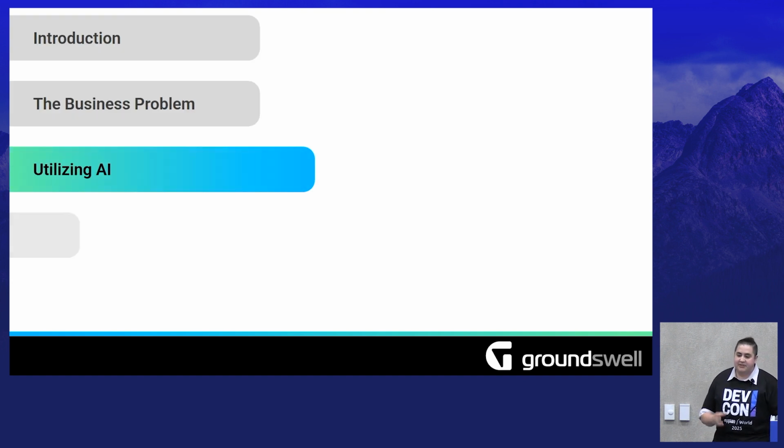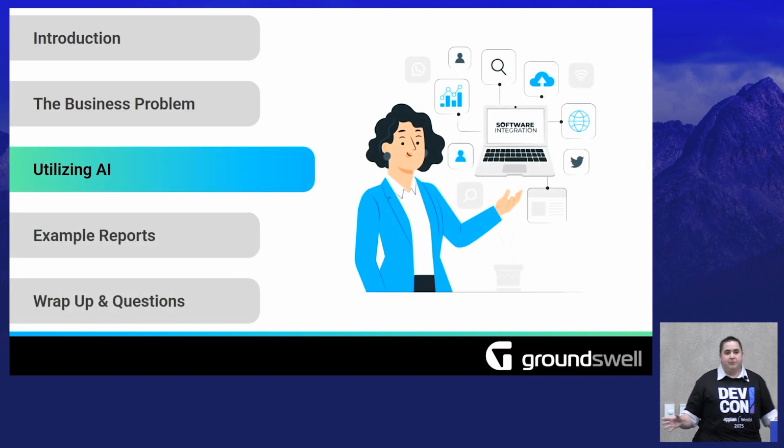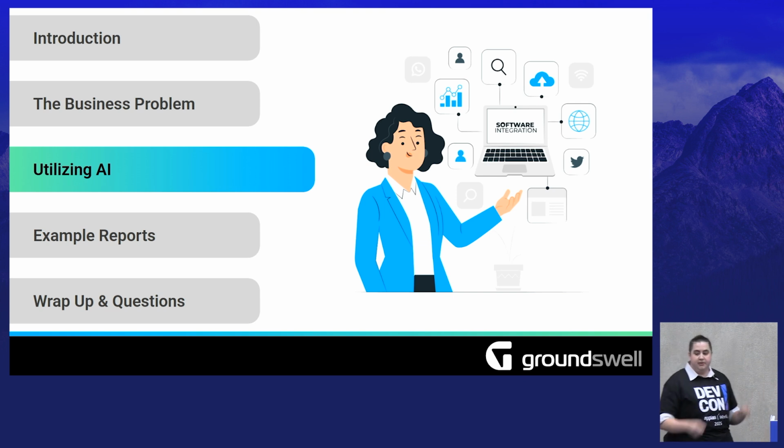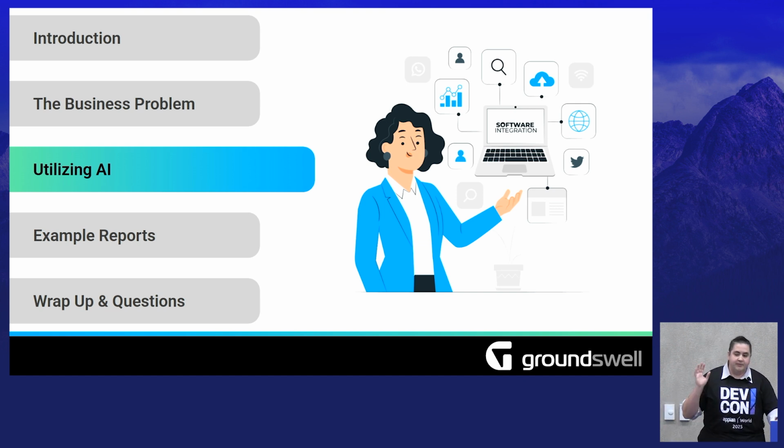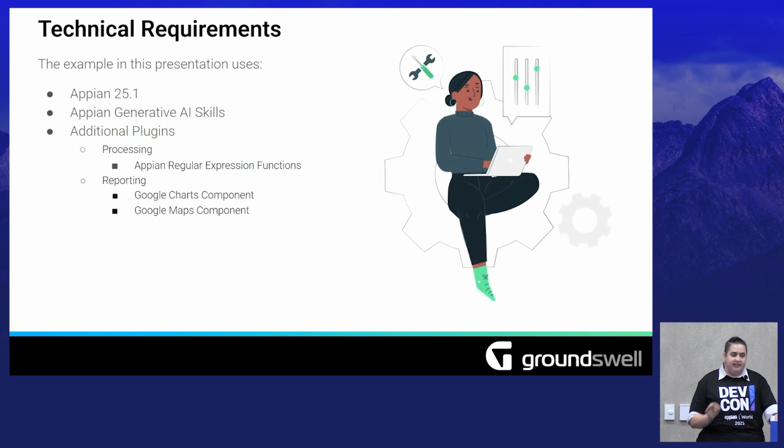All right, so we have the problem we're trying to solve, right? We have this narrative data. We want to make reports. We have the tool, LLMs. Let's try to now bring that all together. And so what we're going to do is go over how we're going to accomplish this. But before we get into that, I do want to make a slight note. To implement this in your Appian implementation, you're going to need inference from an LLM.